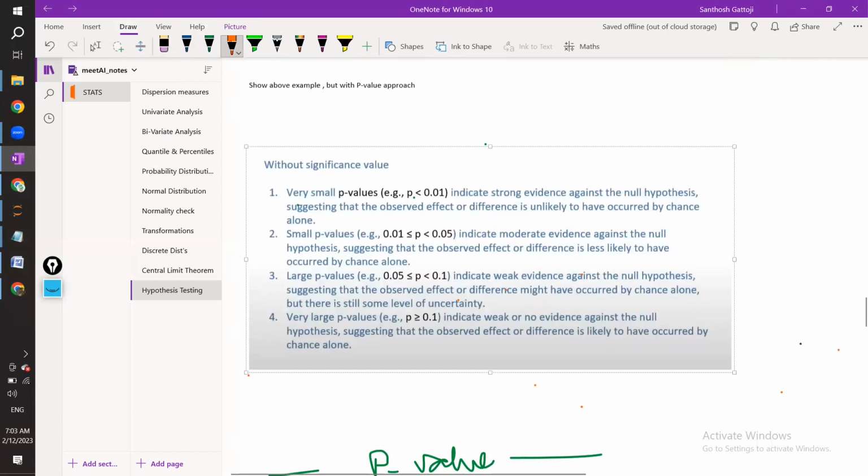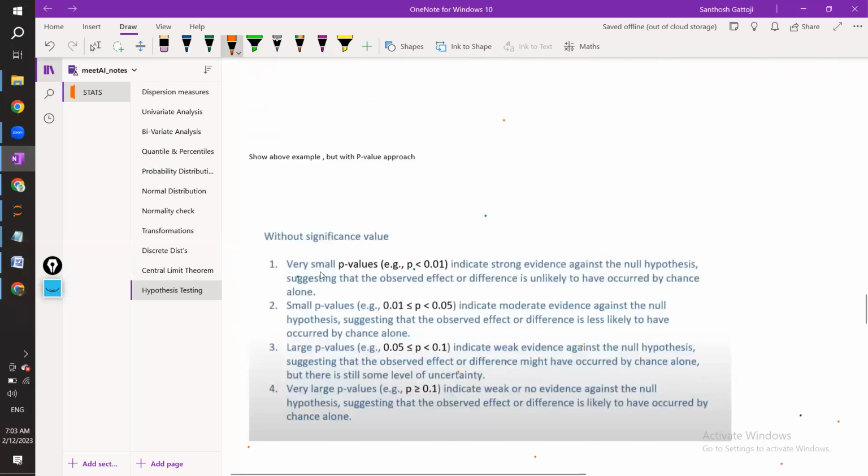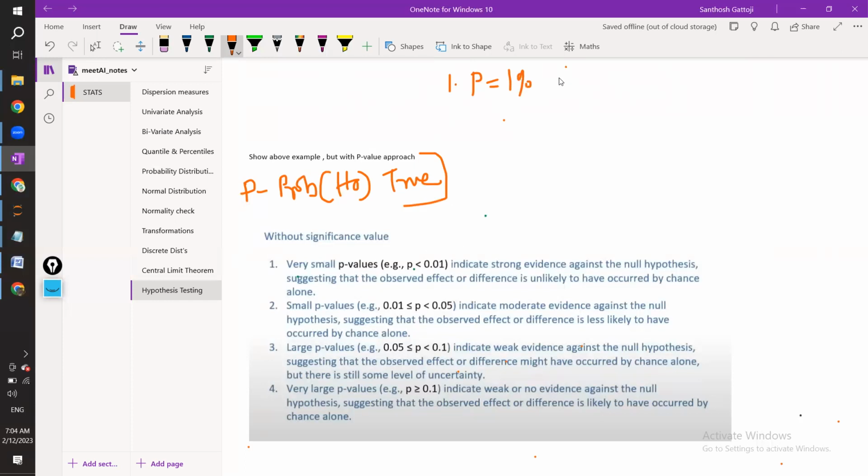So primarily, what is a p-value? Probability of null hypothesis being true. Now here, if p-value is less than 0.01, what does that mean? When p is the probability of null hypothesis being true, and p is less than 0.01, that means just 1%. What is the p-value saying? P-value is the probability of null hypothesis being true. If this p-value is very small, there is only 1% of probability for null hypothesis being true.